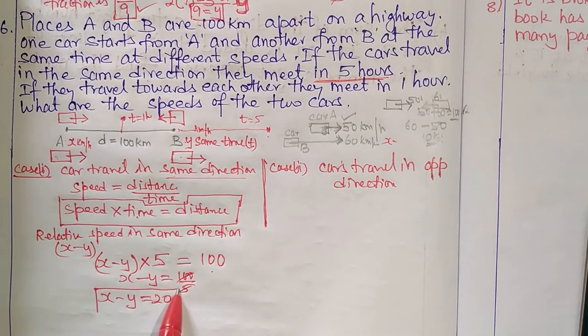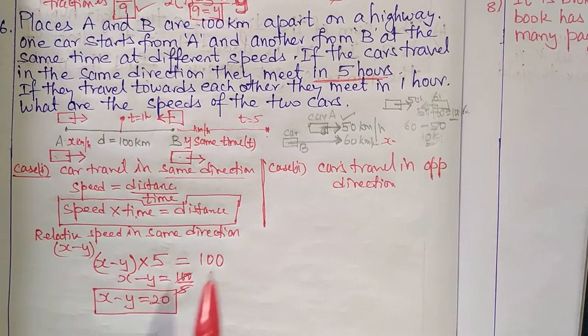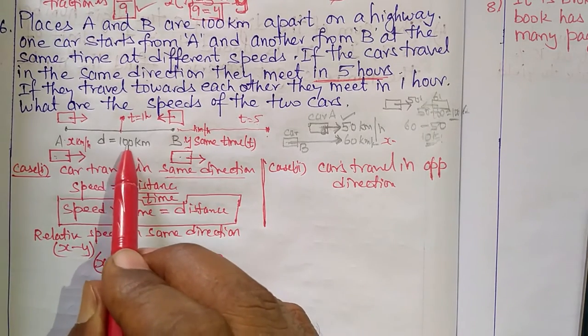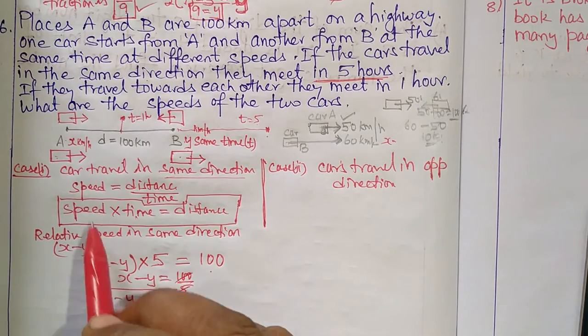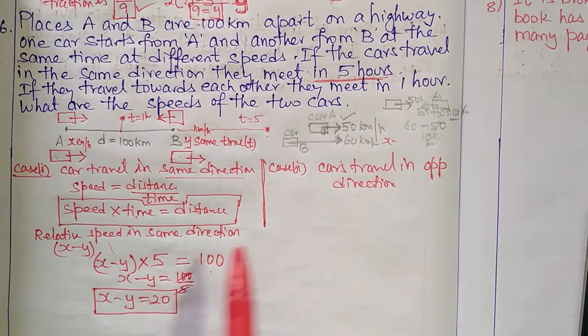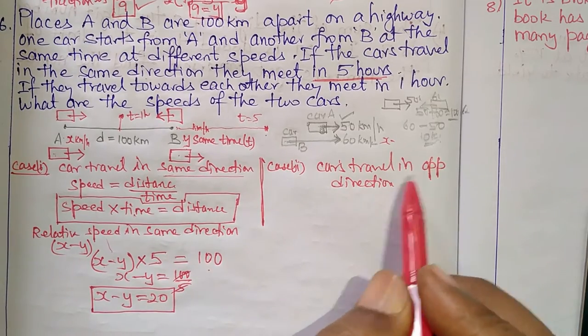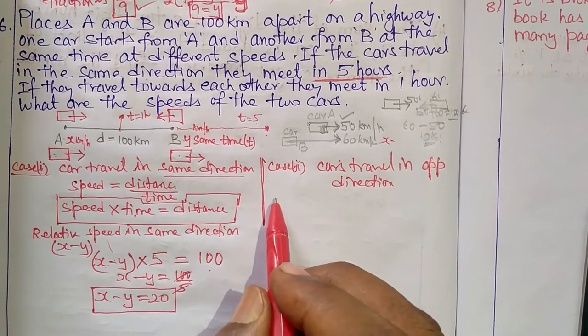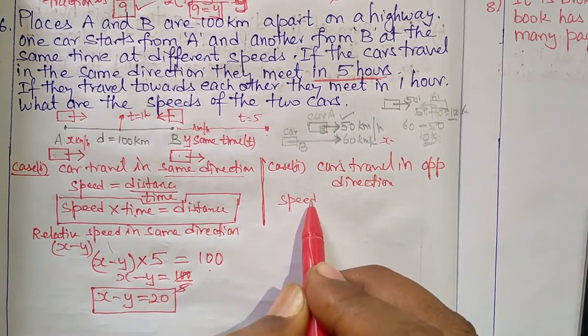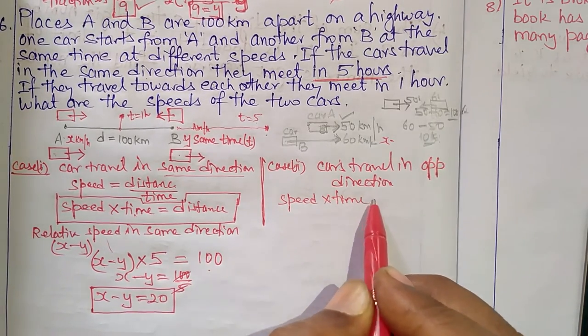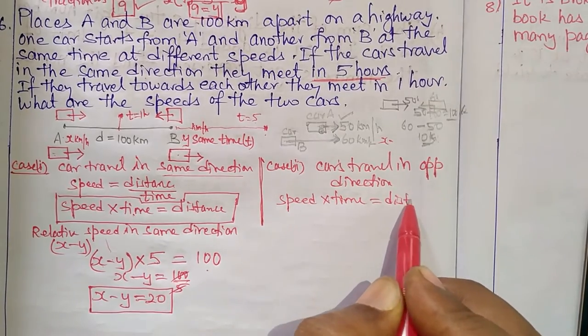I got equation 1. So in this case, the distance is taken as 100. Why is the distance taken as 100? Because I have taken the relative speed. Now case 2, you see. Cars travel in opposite directions. So again the same formula. Speed into time is equal to distance.